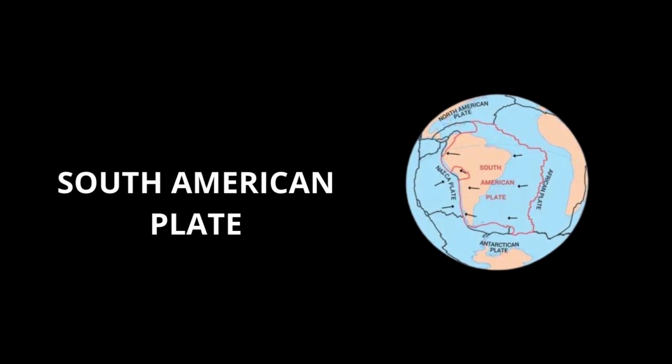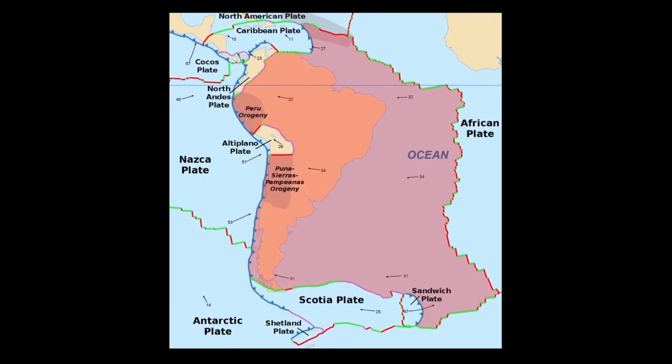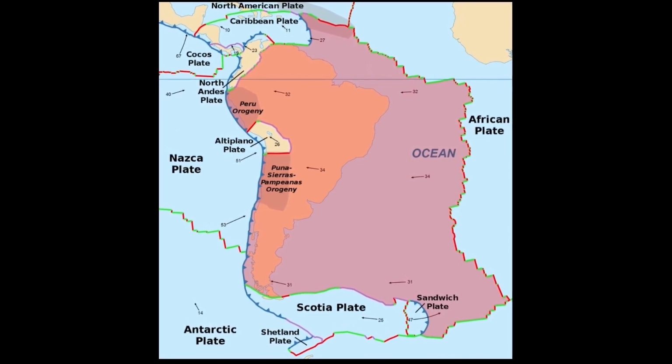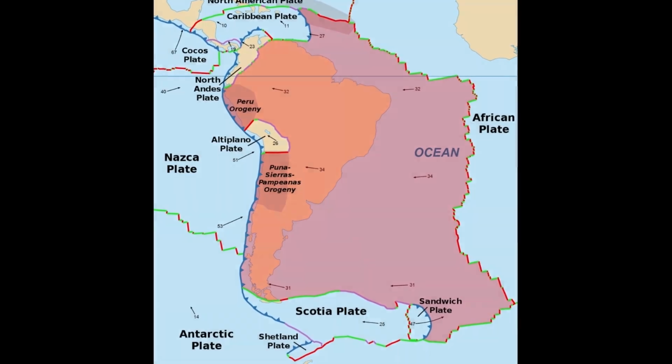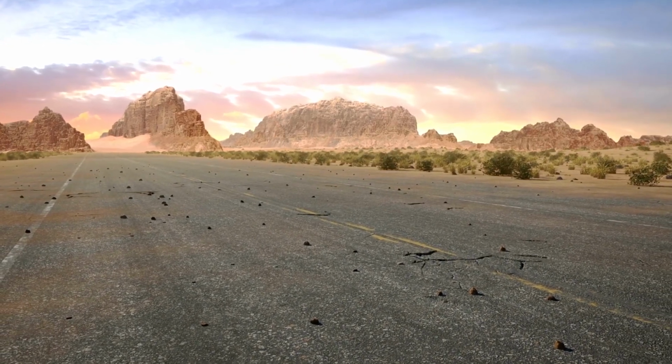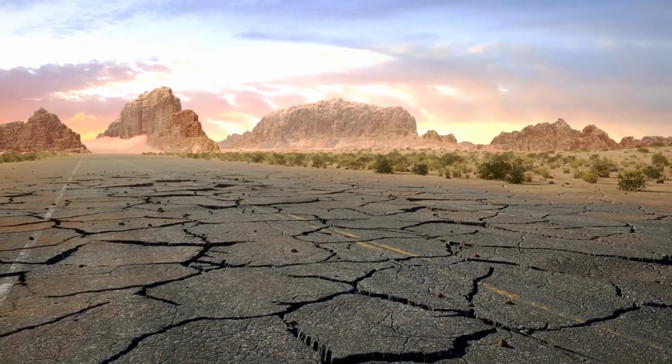South American plate. The South American plate, the smallest among the tectonic plates, covers 43 million square kilometers. It is a major plate that includes the continent of South America and a large portion of the Atlantic Ocean. On the west side of South America, it experiences devastating earthquakes due to the convergent plate tectonic boundaries.